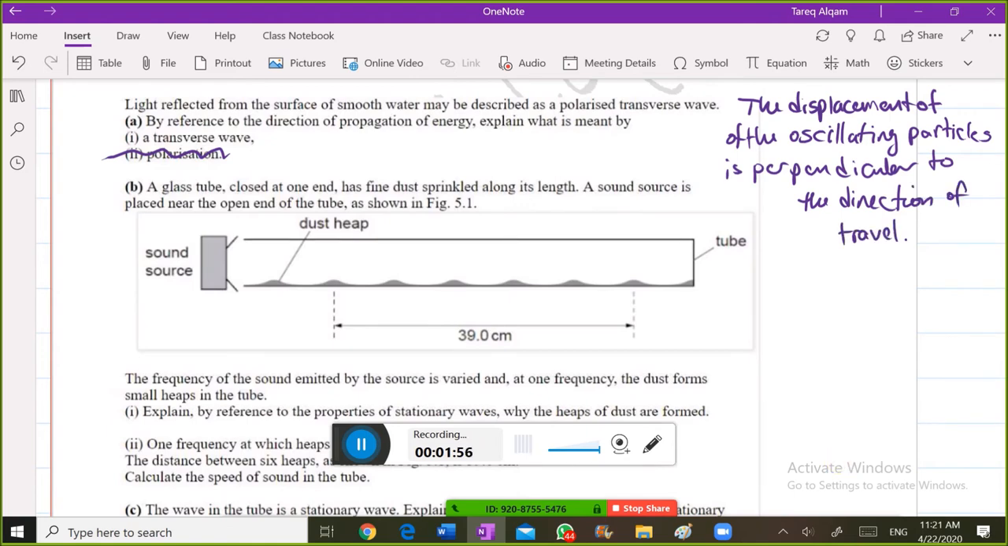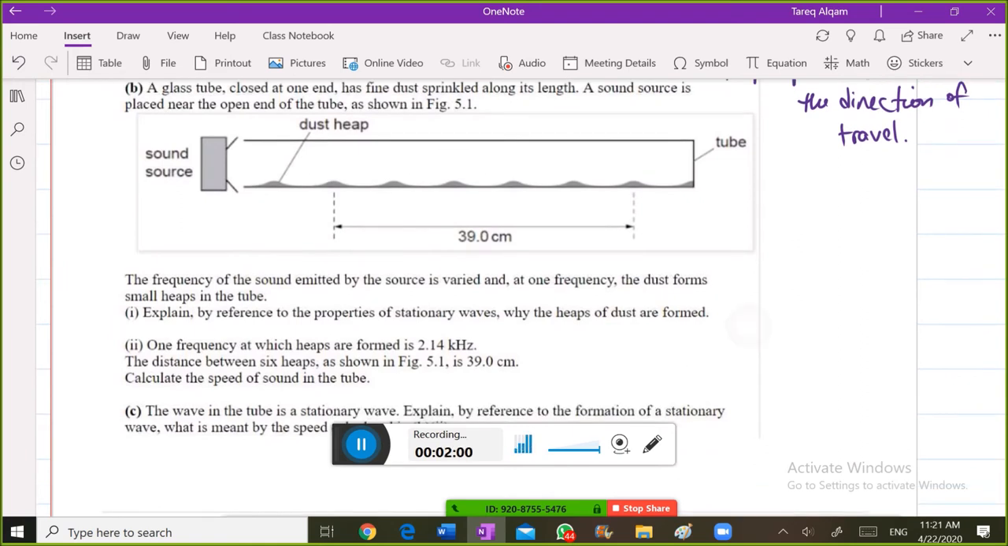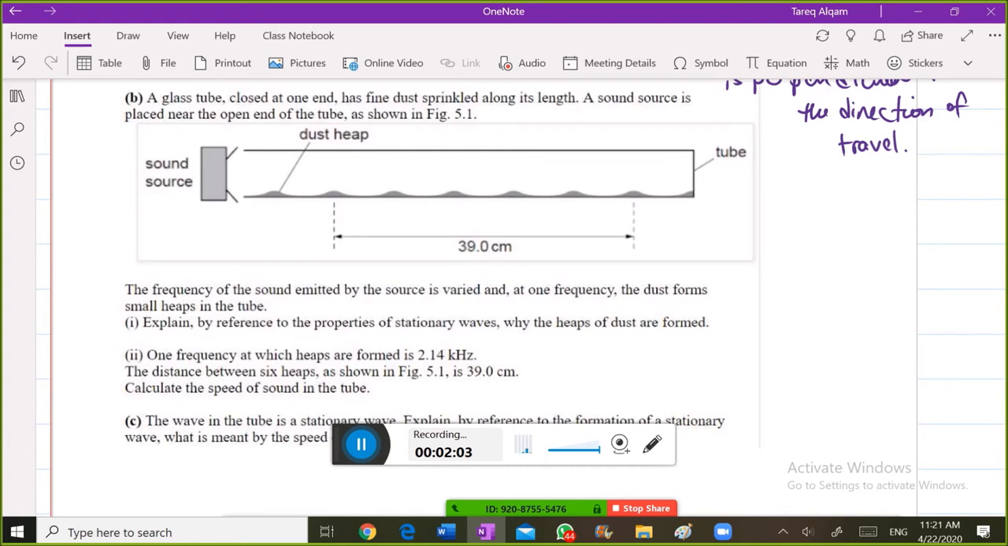Okay, look at this question. Here we are given a glass tube closed at one end. It has fine dust sprinkled along its length. A sound source is placed near the open end of the tube as shown in figure 5.1. The frequency of the sound emitted by the source is varied, and at one frequency the dust forms small heaps in the tube like this. Explain by reference to the properties of stationary waves why heaps of dust are formed.